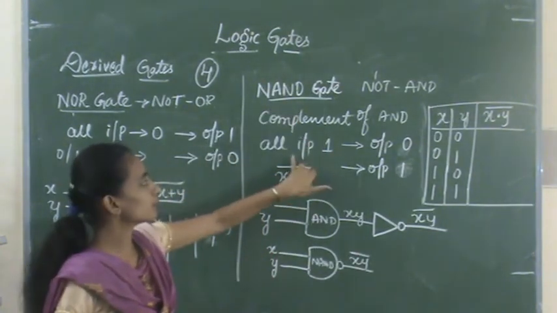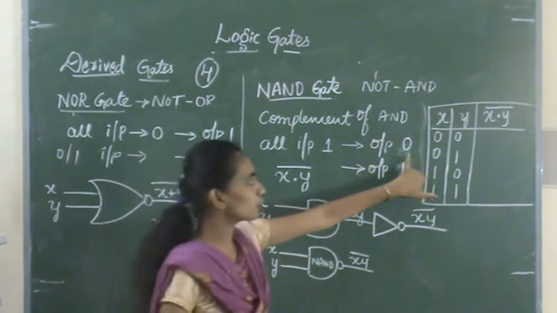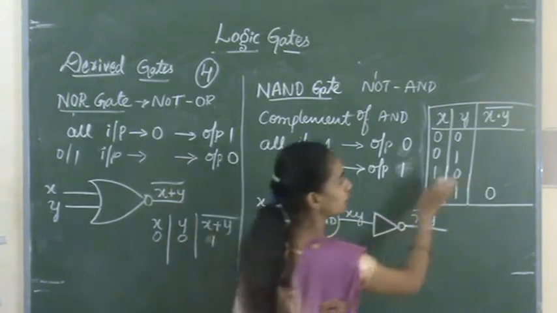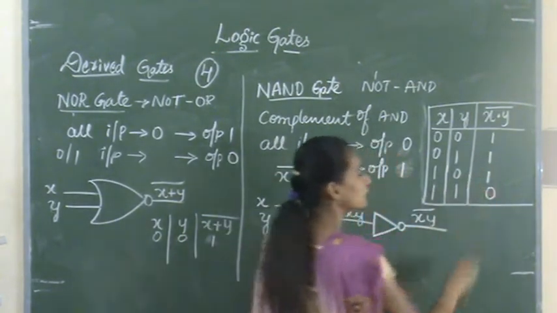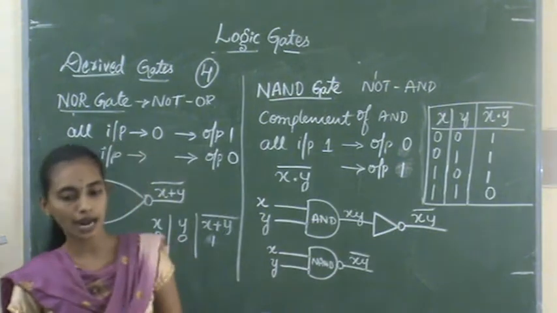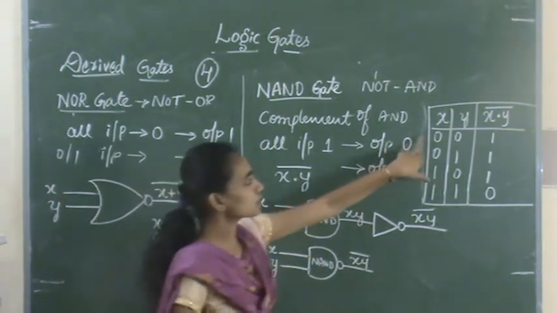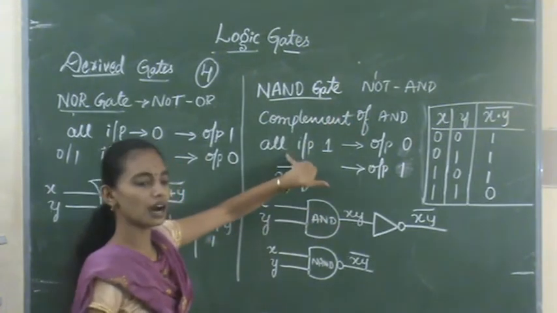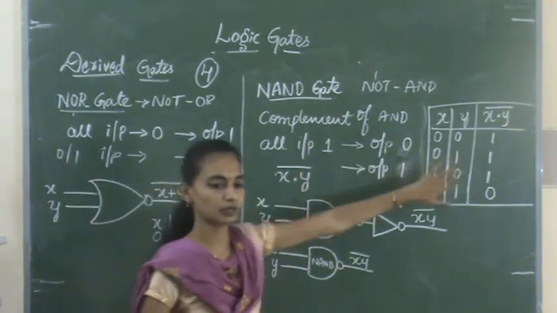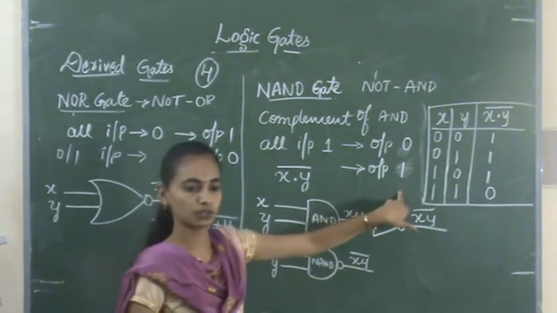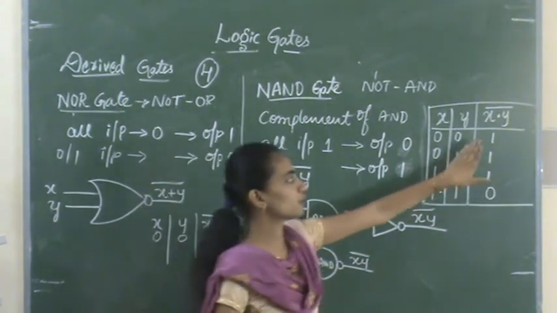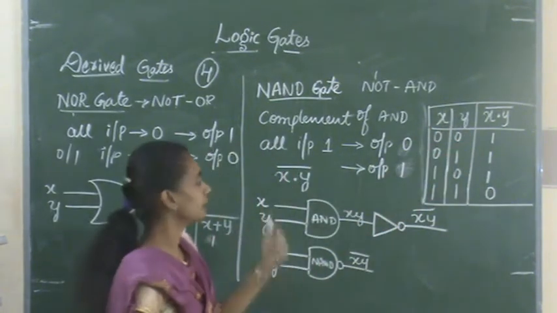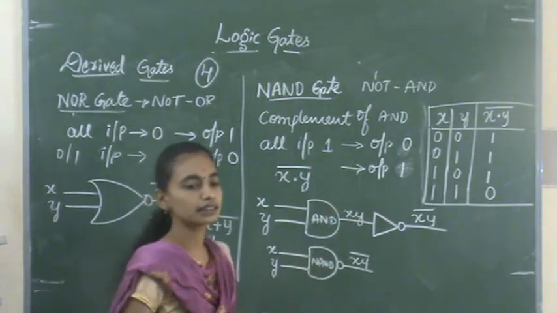So if the inputs are 1, the output will be 0. Otherwise, the output will be 1. It is a complement of the AND gate, right? So the NAND gate works as follows: when all the inputs are 1, the output will be 0. Otherwise, the output will be 1. This is the truth table for 2 inputs. So how to write a NAND gate for 3 inputs?